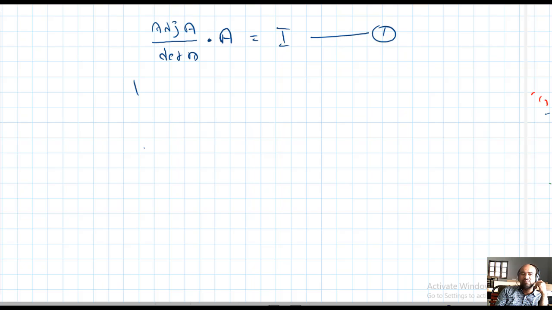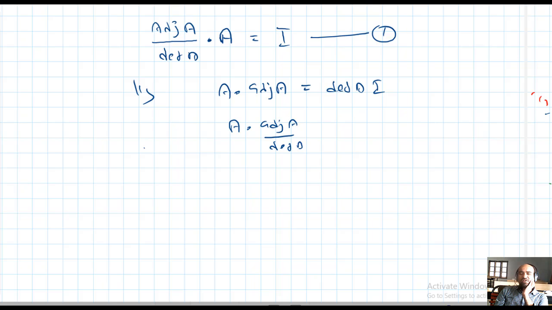What happened, I will write here. Similarly, A into adjoint A also equal to det A into I only. Similarly, A into adjoint A by det A is equal to I. This is the second equation, from 1 and 2.